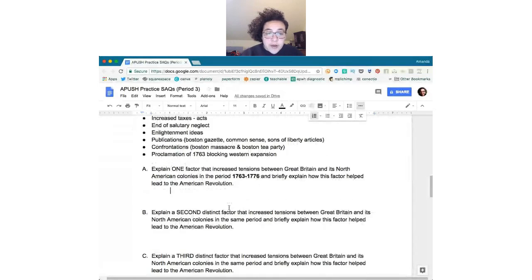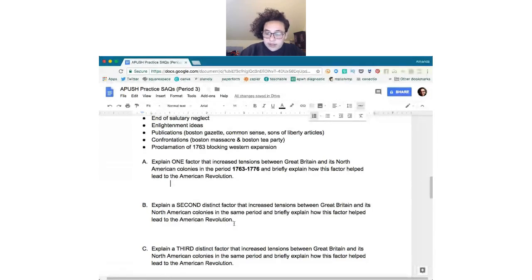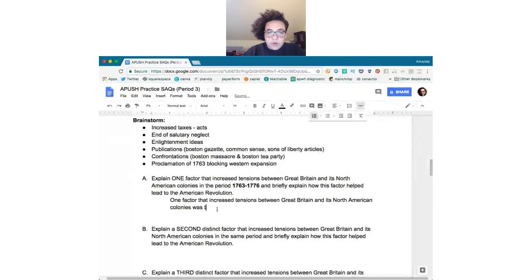So then when you actually start writing, I'll do some highlighting here. The way that this will work is the A part of ACE, we'll highlight that in yellow. But the way that you would start it would literally be: one factor that increased tensions between Great Britain and its North American colonies was the increased taxes.